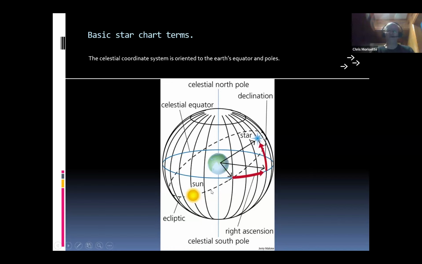There's also this other elliptical orbit, if you see the pathway here, called the ecliptic, and that's where the sun and the planets reside, the moon as well.